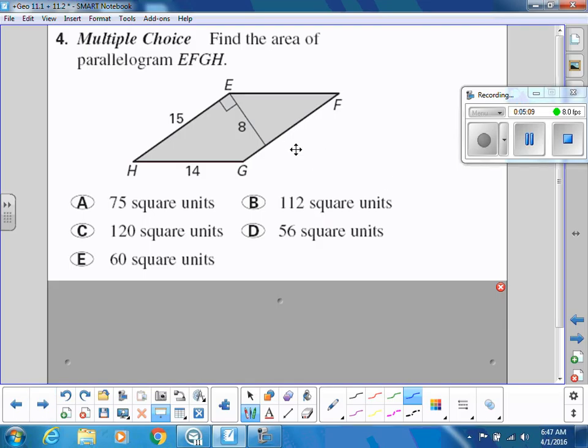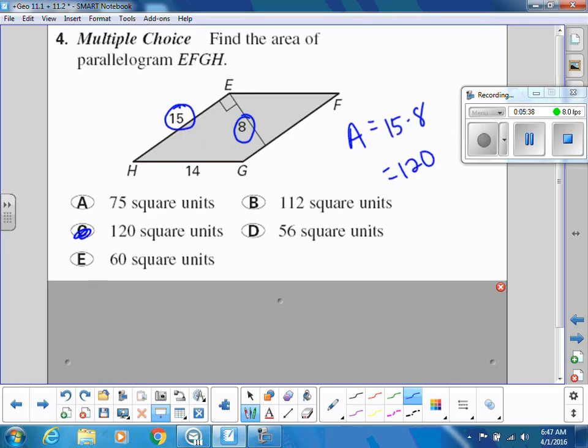And notice that it's kind of weird to look at this, but you see how this 8 is perpendicular to this side of the parallelogram. So we really want to make sure that we're using this as the height. Height is always perpendicular to the base, and this would be the base. So for a parallelogram, we just have base times height. So that would give us 120.